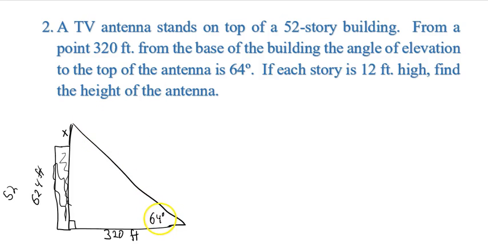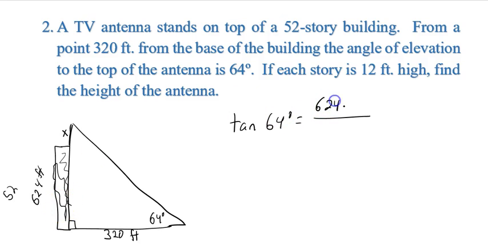So from the 64, let's determine the sides. We have the opposite side because I can draw to it, and we have the adjacent side. We don't know this hypotenuse. So opposite and adjacent go with tangent. So I'm going to say tangent of 64 is opposite, and the opposite side is the one that's put together.